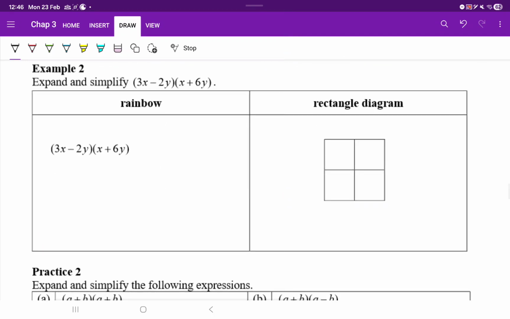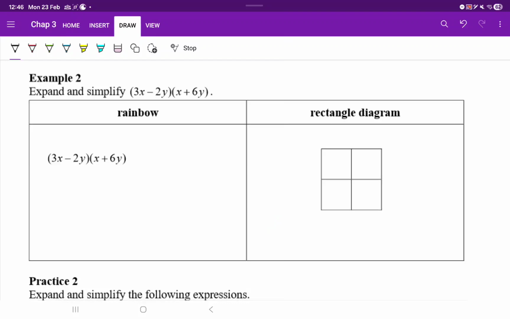Okay, we move on to example 2. Same thing, there's a rainbow method and the rectangle diagram. Just now someone asked me how to draw the rainbow, so I'm going to draw the rainbow now.